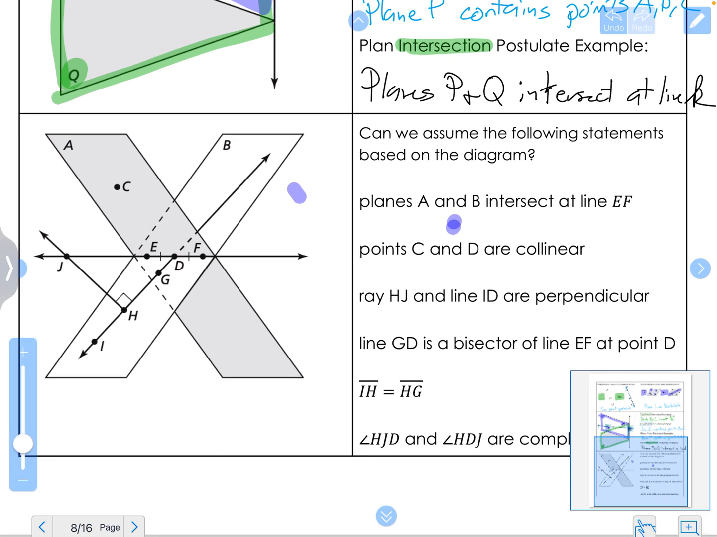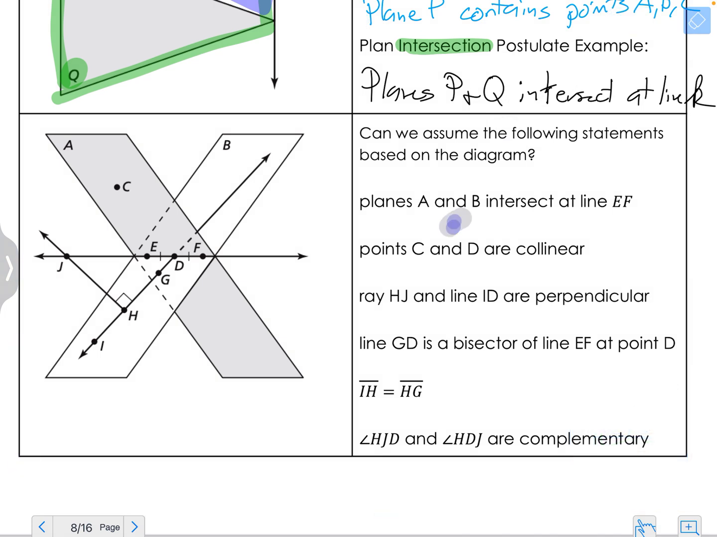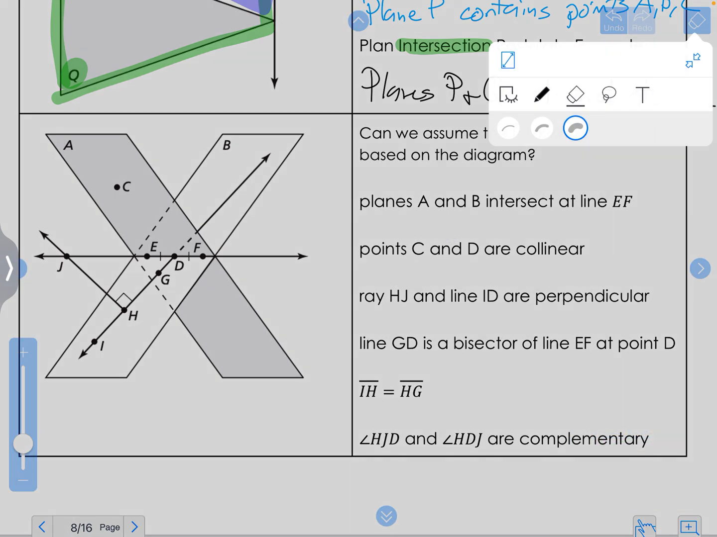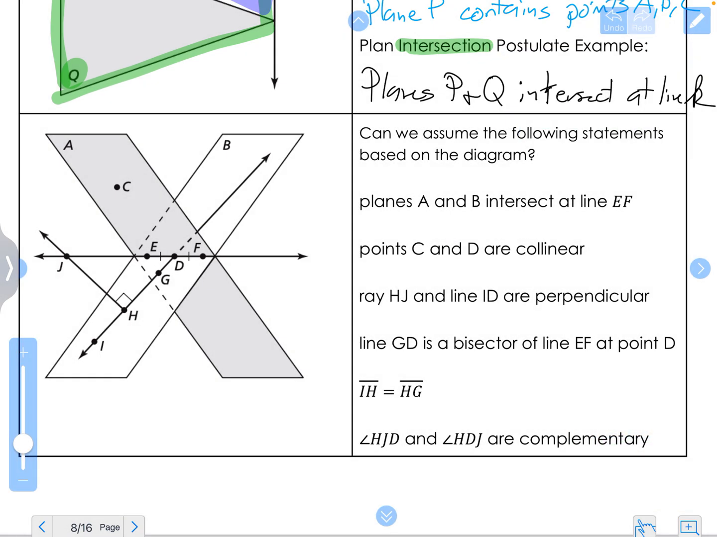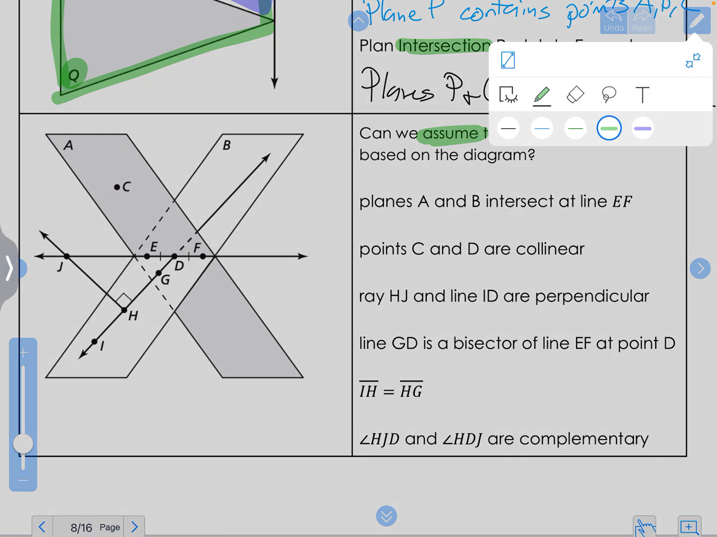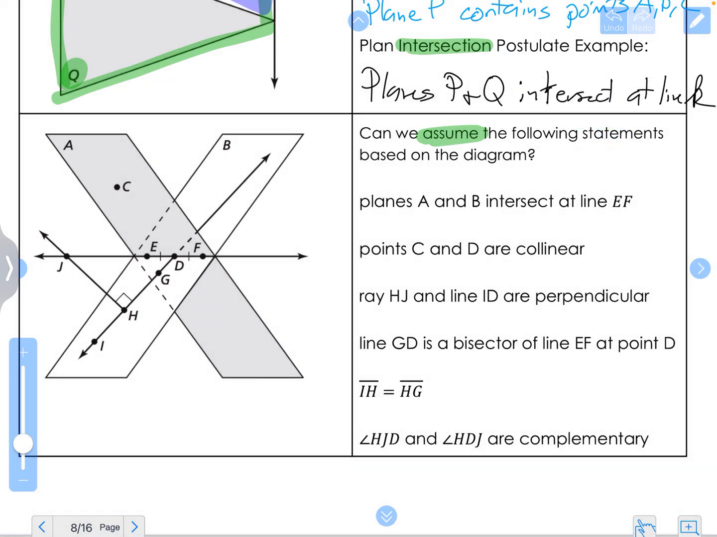All right, so the next thing that we often do in geometry is we have to read diagrams and interpret them, and we have to know what we can and cannot assume. I always like to say that in geometry, we can never assume anything. Geometry is all about what we know for a fact and what we can prove. So we're going to see if we can prove these statements based on the postulates and theorems that we know.